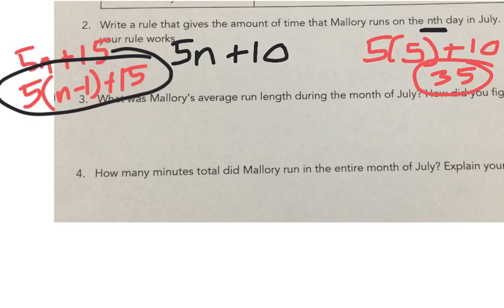Yeah, that's the other one that I wanted somebody to notice. What happens if you distribute this? You would get 5n minus 5 plus 15. Do you have any like terms? 15 minus 5, which is 10. Is this the same thing? Either rule you come up with? Okay, good talk.